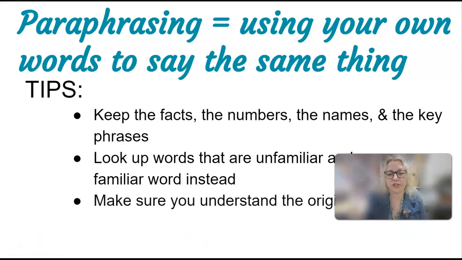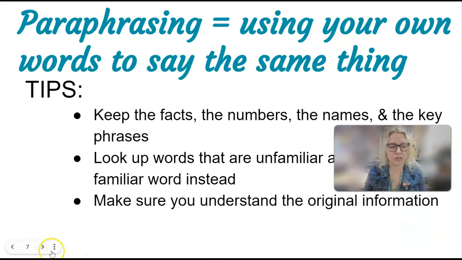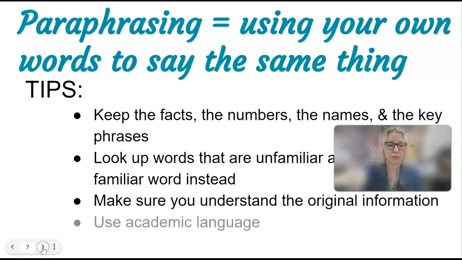Make sure you understand the original information. Don't just start trying to paraphrase something that doesn't make sense to you. Look up words that are unclear. Talk to somebody else about what it means. Ask your teacher for help. But you do want to use academic language. You don't want to use slang. So use your own words as long as they are academic English.